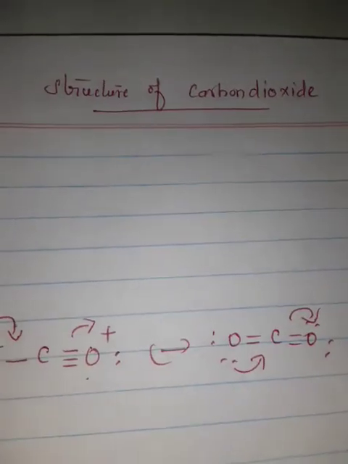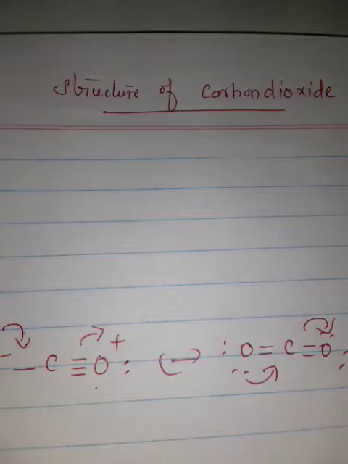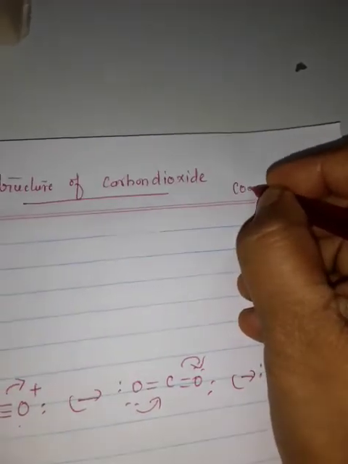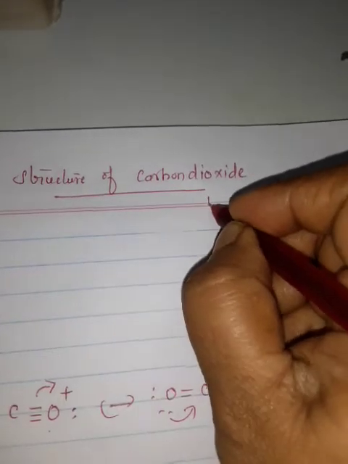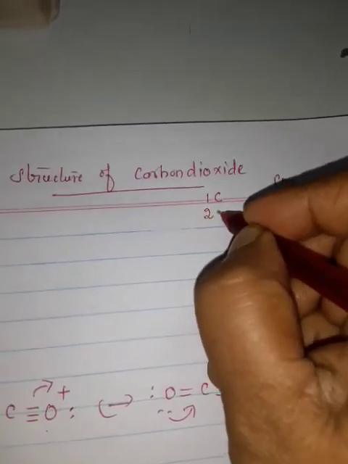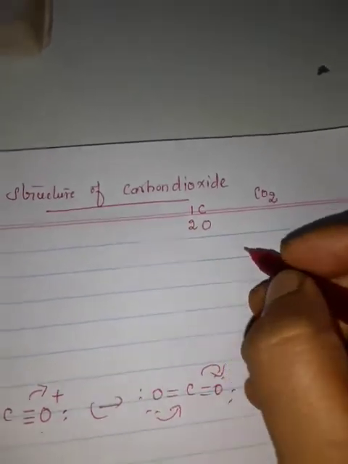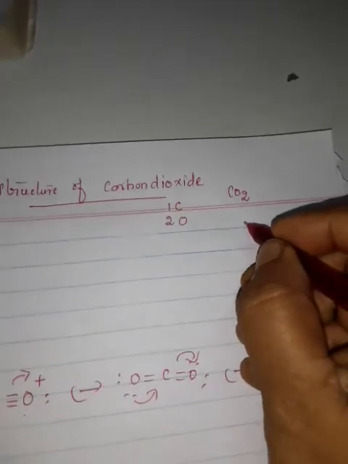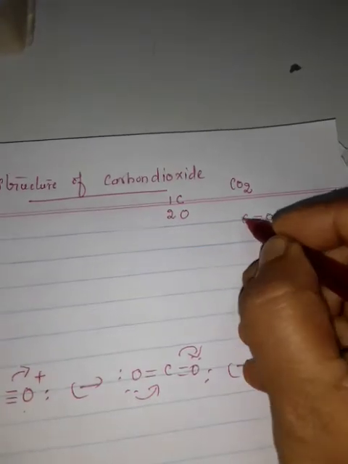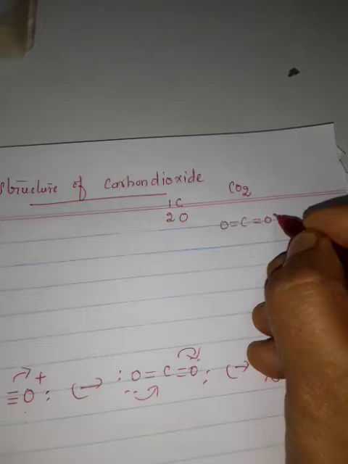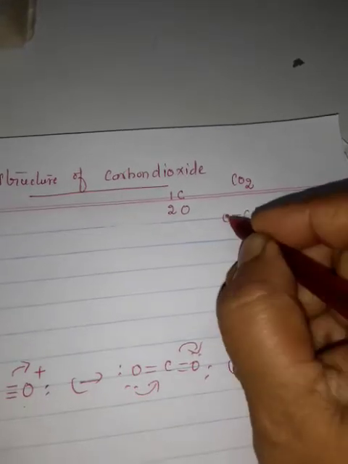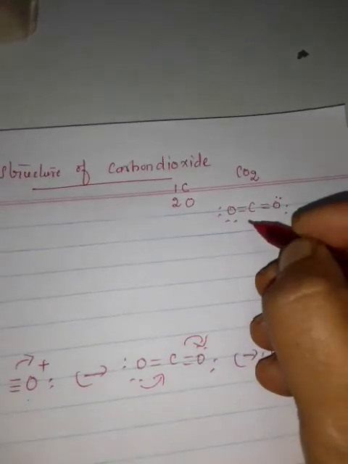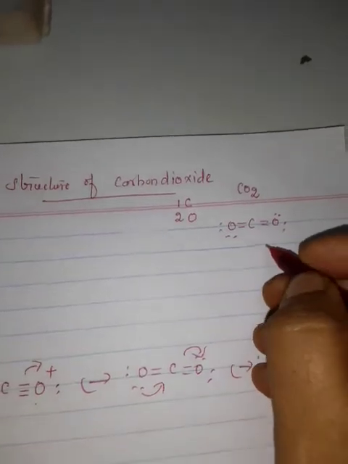Children, in this video we are going to learn about the structure of carbon dioxide. Carbon dioxide means CO2. One carbon having two oxygens is present. So regarding structure, we can say this is the stablest structure. Consider it as a stable structure.